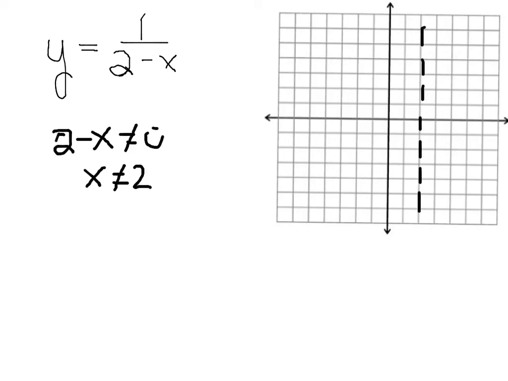Second thing we look at is the powers. This graph has an x to the power 1 on the bottom, but it has no x's at all on the top, so therefore the bottom power is bigger, so the horizontal asymptote is at 0.